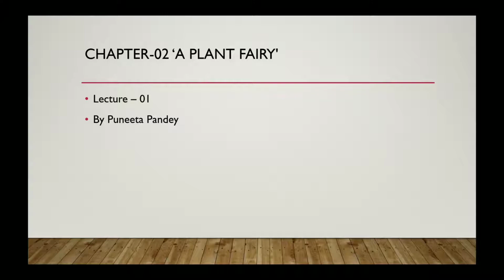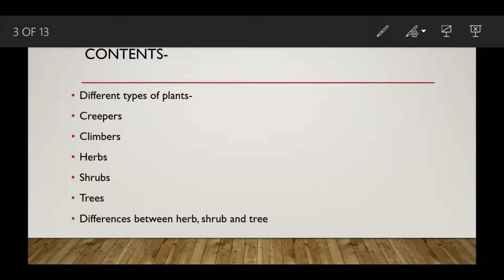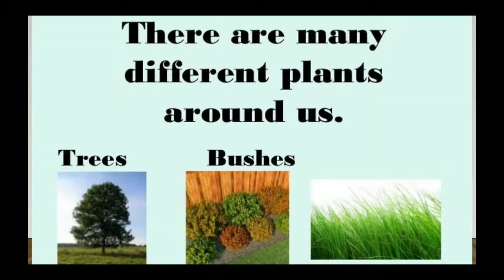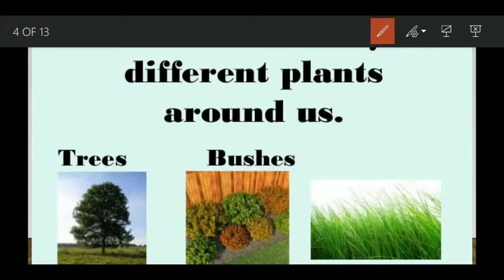In your book, that is environmental science, the next chapter we have to study is Plant Fairy. Let's see what new we are going to learn and what new words we are going to introduce in this lecture. The first one is the different types of plants, and in that we have to discuss creepers, climbers, herbs, shrubs, trees, and the differences between herbs, shrubs, and trees. So let's start to learn about the types of plants which we often see around us.